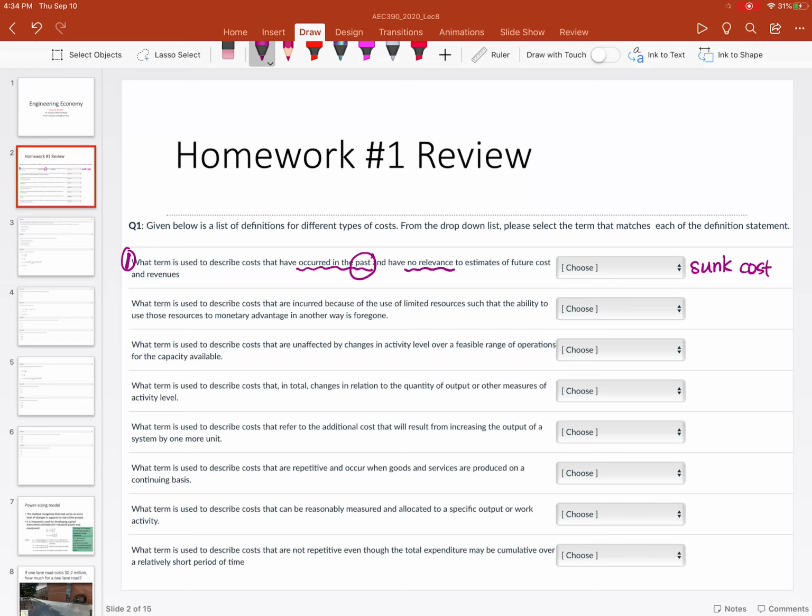cost, right? And the second, what term is used to describe costs that are incurred because of the use of limited resources? Okay, you got limited resources like time and money, such that the ability to use those resources to monetary advantage in another way is foregone, which means if you invest your money and time in option 1, then the possible profit you can earn in selecting option 2 will be gone, right? So that's the opportunity cost.